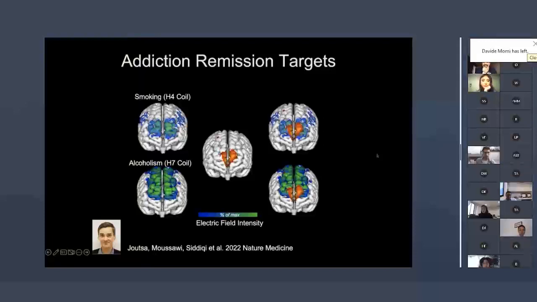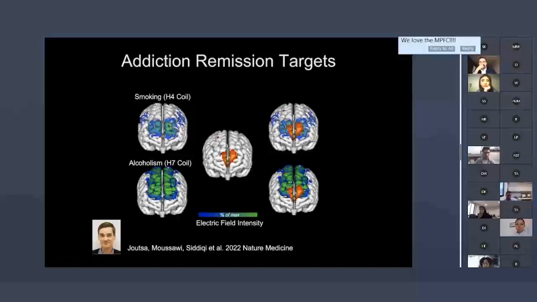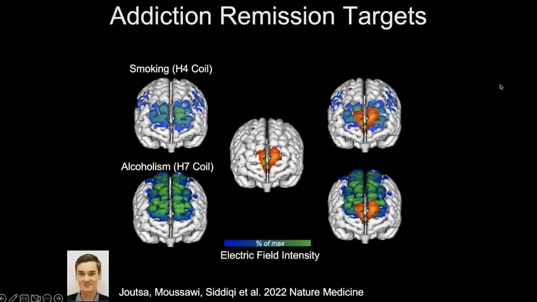And there's an FDA approval for this H4 coil for smoking addiction. It was designed to target the dorsolateral prefrontal cortex and the insula. However, when we actually looked at the electric field model generously given to us by BrainsWay, what we found is that the peak electric field intensity was actually not in the dorsolateral prefrontal cortex or in the insula. It was in the frontal polar cortex, lining up exactly where our data suggest excitatory brain stimulation for addiction should be targeted.